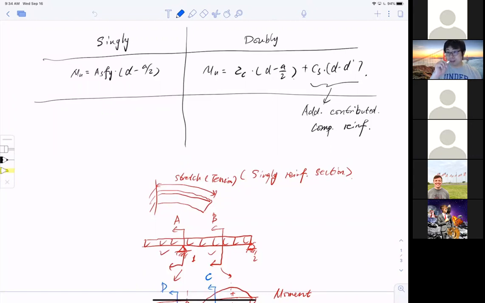Also, we talked about this: there is one main reason why we need a doubly reinforced section. We probably forgot by now, but just to remind you, we need more ductility. Whenever we have a tension-controlled case where the moment capacity is not there, and especially the ductility is not there, then we need a doubly reinforced section.